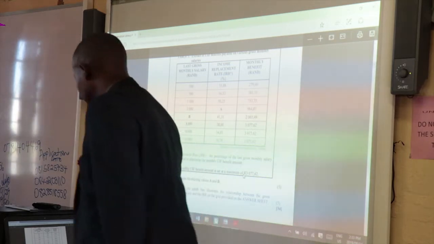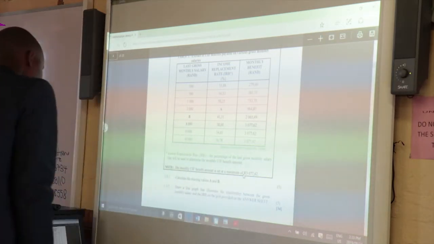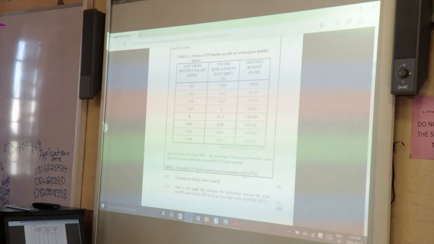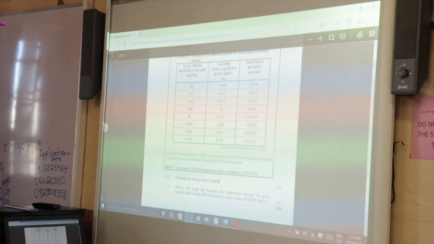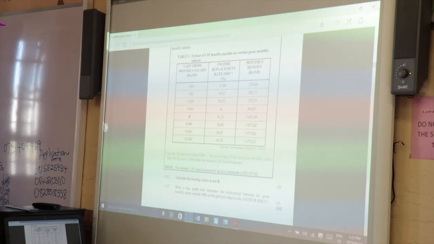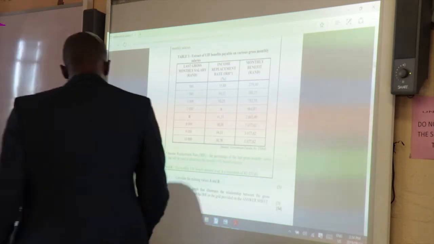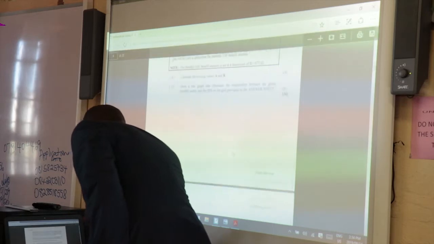Draw a line graph that illustrates the relationship between the gross monthly salary and the IRR. The IRR is this percentage, on the grid provided on the answer sheets. I'll just illustrate what the trick is here. Drawing a graph is very easy. Learners have been doing it since grade 8 maths, grade 9, grade 10. They've been doing it forever. But what the trick is now, let's look at the grid as they've given us.